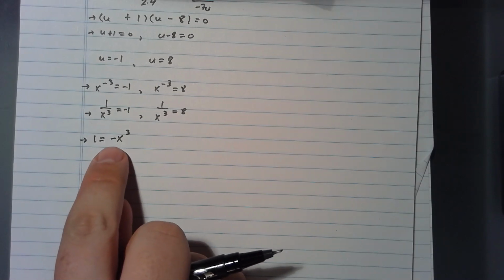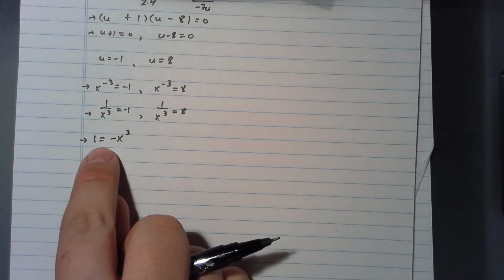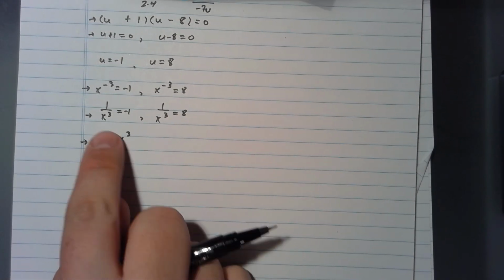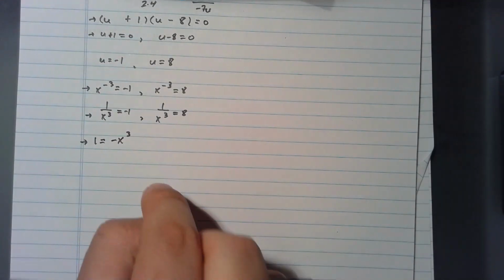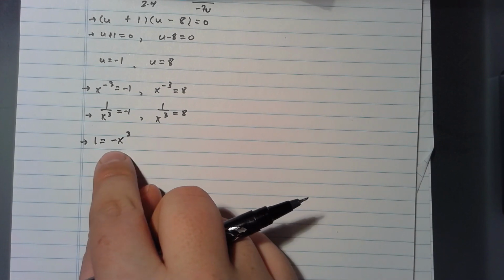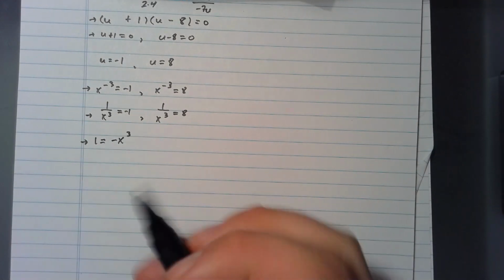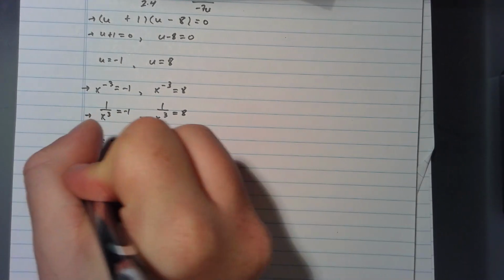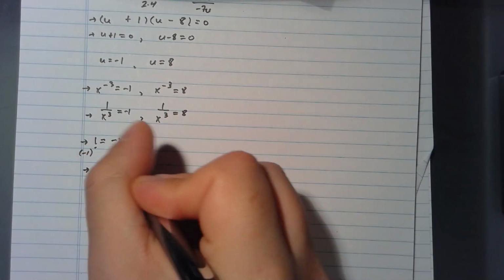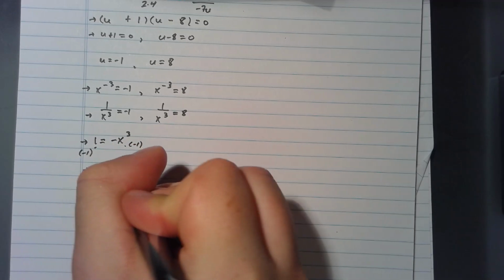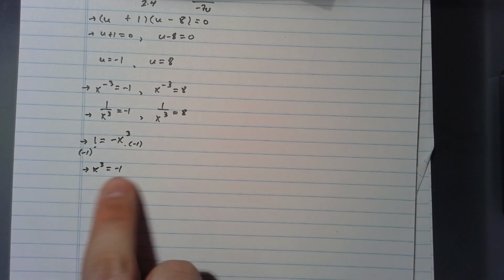All right? Now, let me bring the negative over here. You could also look at this as just reciprocating this, just flipping that. Either way, it looks fine. So you can multiply both sides by negative 1 here. So you're going to get x cubed equals negative 1. Take the cube root.